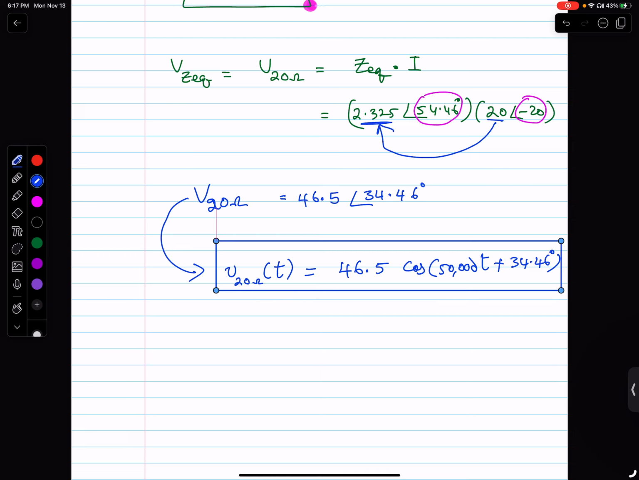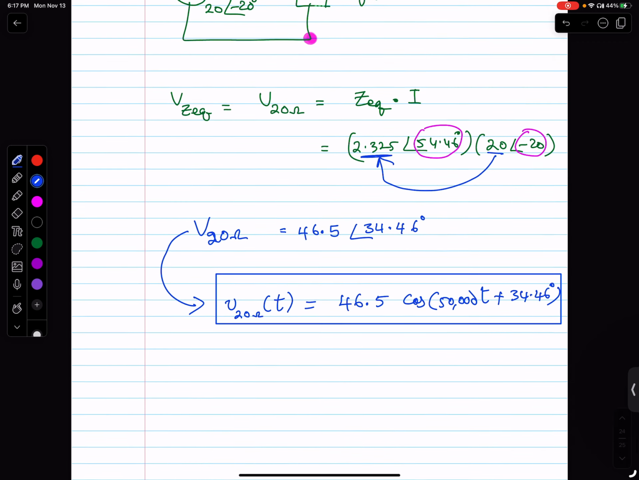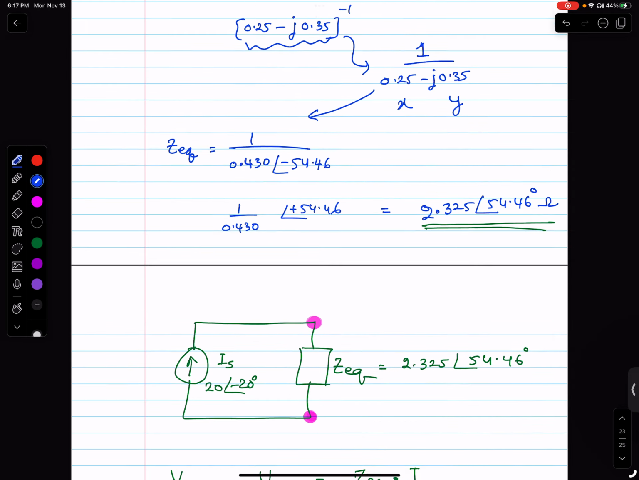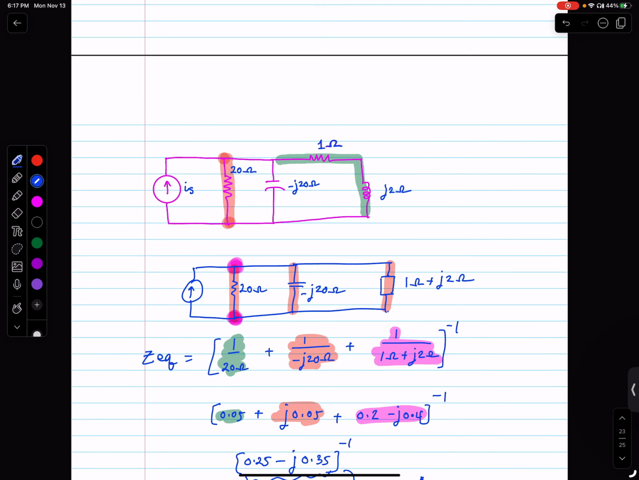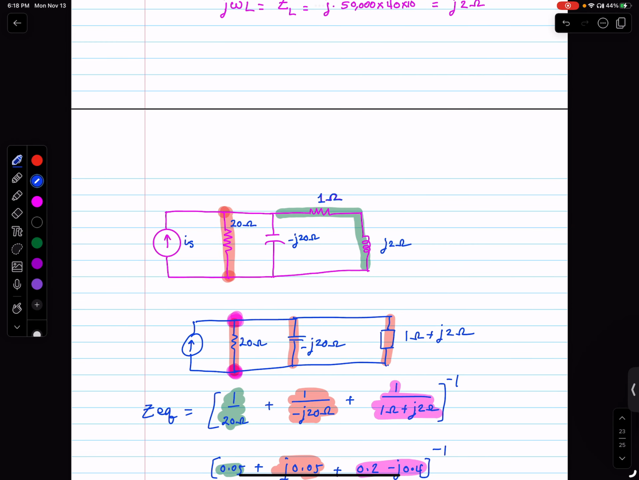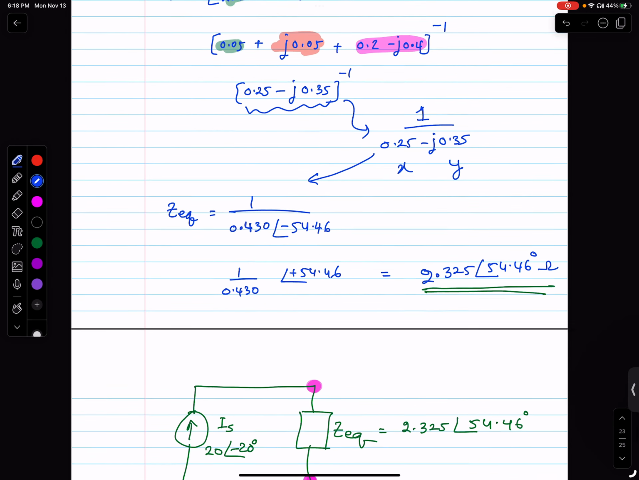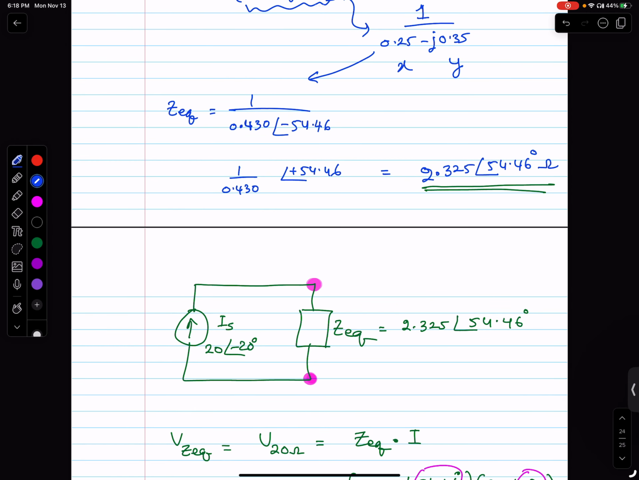But if you think about it, besides the math, the logic of this is pretty straightforward. All I have done is to convert from rectangular to polar, and from polar to rectangular. But besides that, it's just simple impedances in parallel, right? All right, we will do another interesting example.